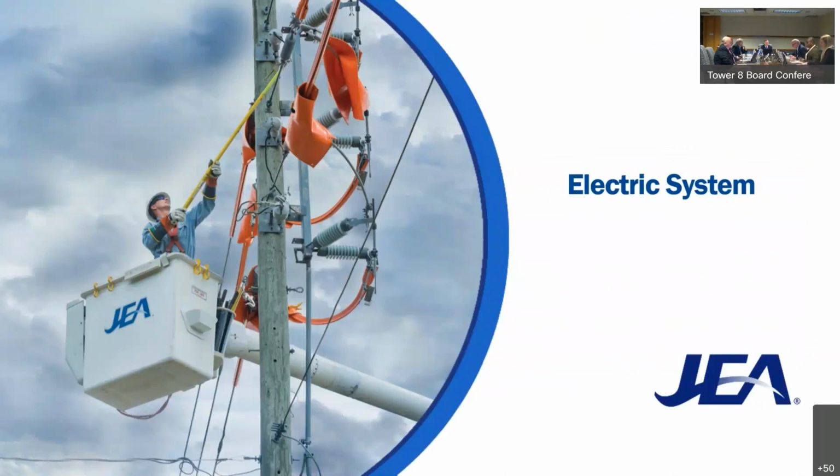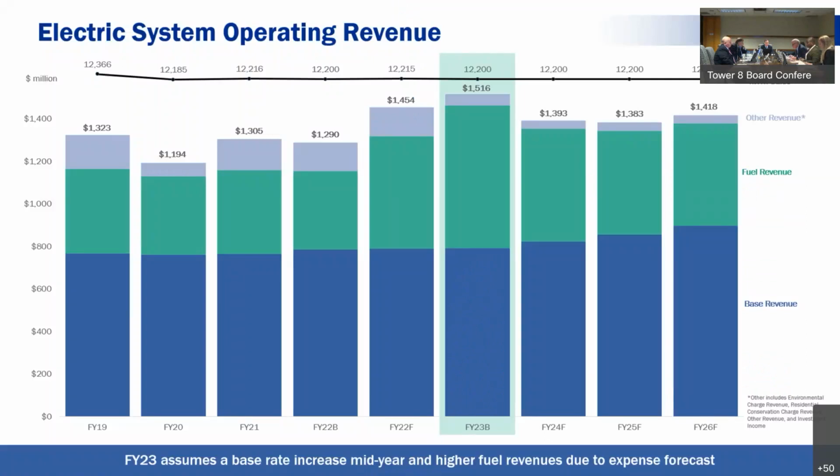All right, moving into the electric system. The fiscal year 23 revenues assume sales of 12,200 megawatt hours, which is essentially flat to our fiscal year 22 forecast. Staff is recommending a mid-year base rate increase of approximately 0.75% of base revenues. Previously, we presented a plan with a 1.5% base rate increase for fiscal year 23.